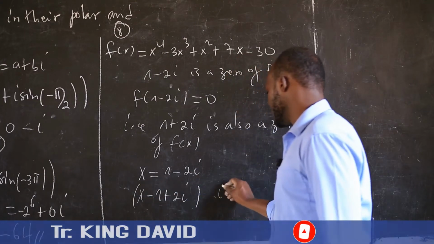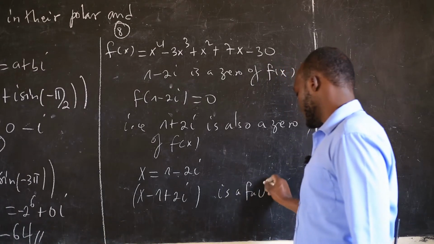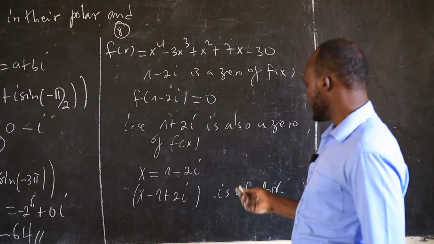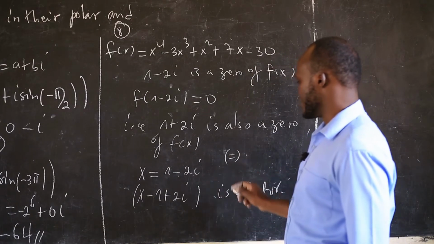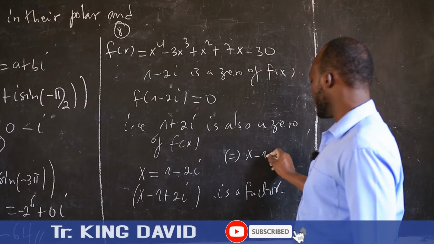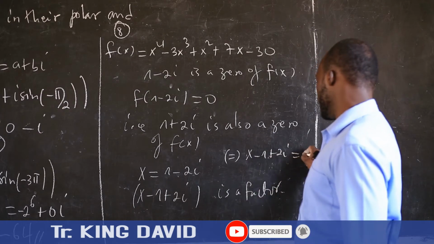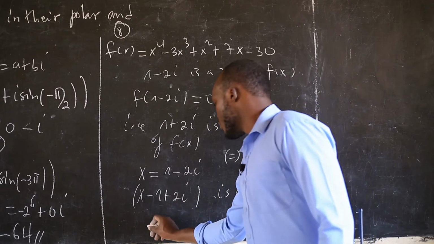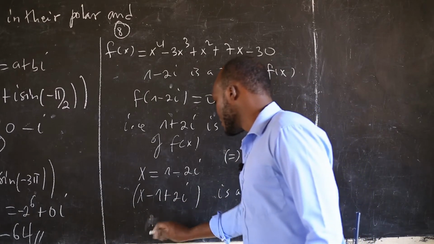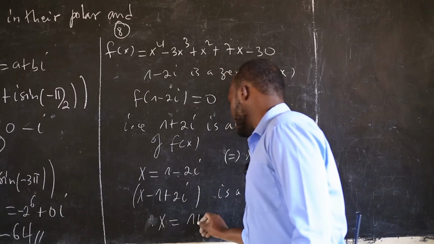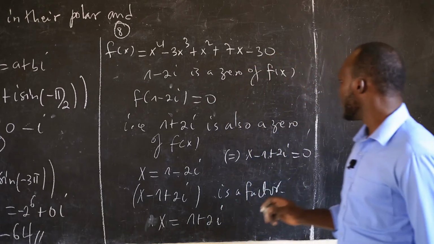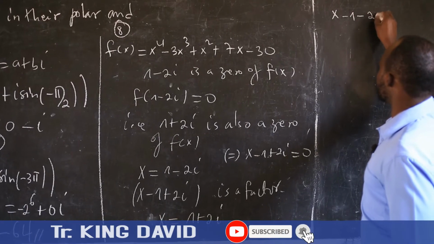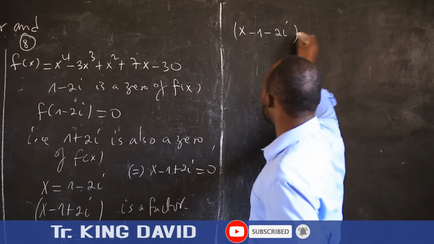This is a factor. We just bring it on the right hand side. So this means that x minus 1 plus 2i equal to 0. So it forms a factor. Then for x equal to 1 plus 2i, the factor is x minus 1 minus 2i. So this is another factor.